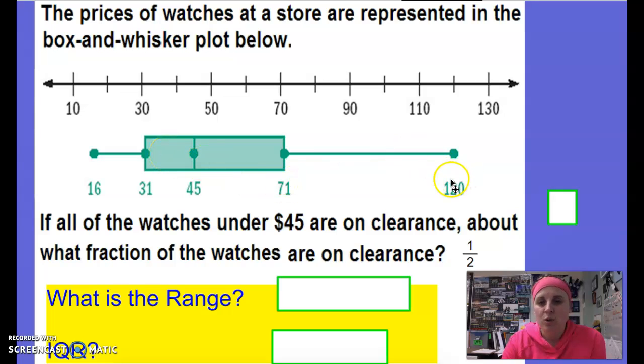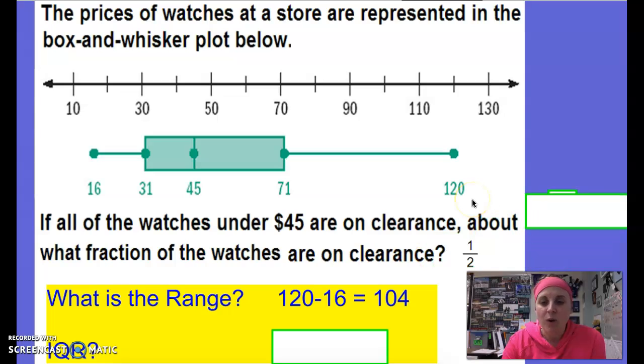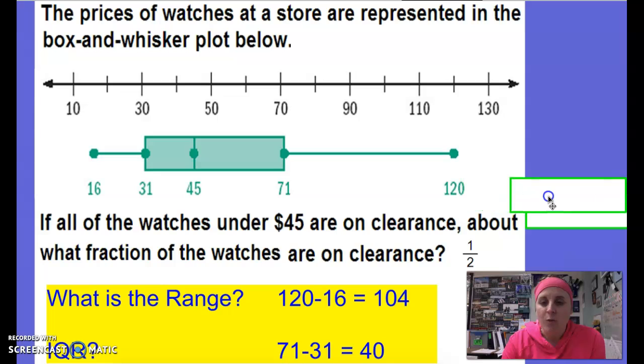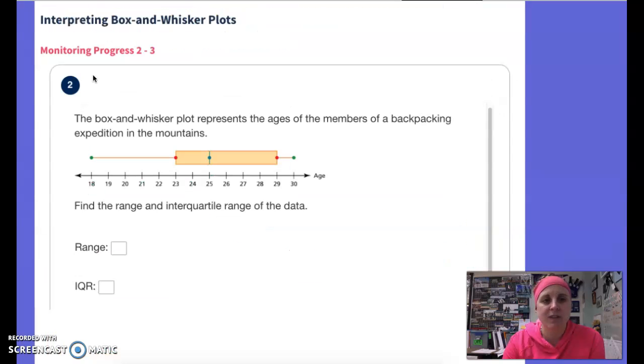The range, we have biggest minus smallest. 120 minus 16 is 104. And the IQR, 50% of our data is in between 71 and 31, and that would be 40. So the middle 50% is between $31 and $71. All right, not too bad. This is pretty decent stuff.